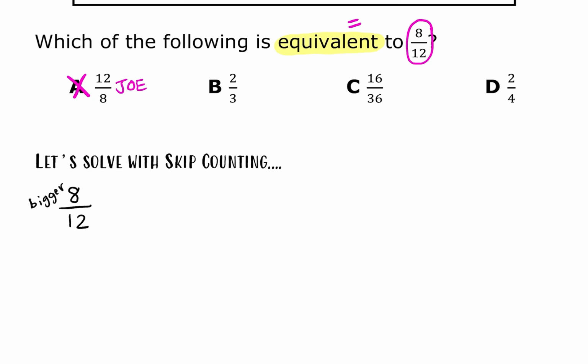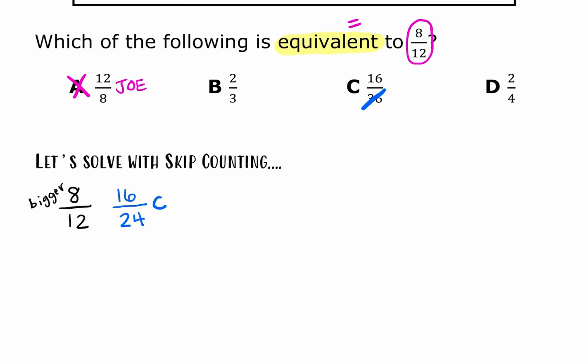So when I skip count, I'm going to skip count the 8s on top. So 8, 16, which looky there, that's the top number I need, okay? But if I skip count the bottom, 12, 24. So 2 12s gives me 24. So this is C. I don't have 16 over 24. I have 16 over 36. So my top numbers match, but my bottom numbers do not. So C is now out because it is not giving me what I want.